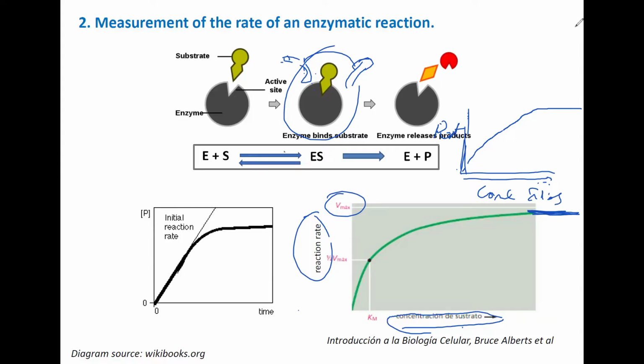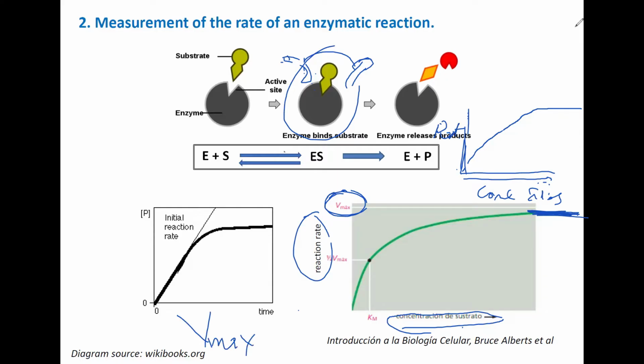And once that happens, it means that there will be no increase in the rate of the reaction, because all the active sites are completely saturated with the substrate. And that is how we have this. So it means that the enzyme reaches its maximum velocity. That is the meaning of Vmax, maximum velocity.